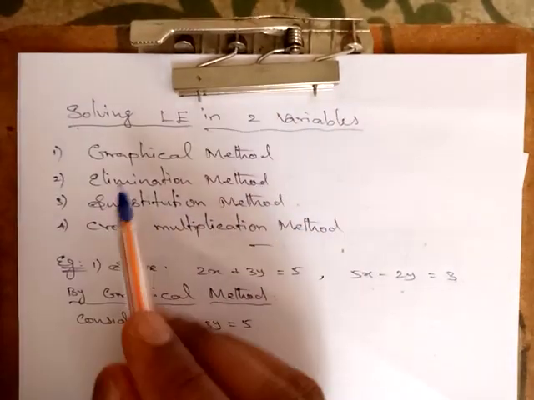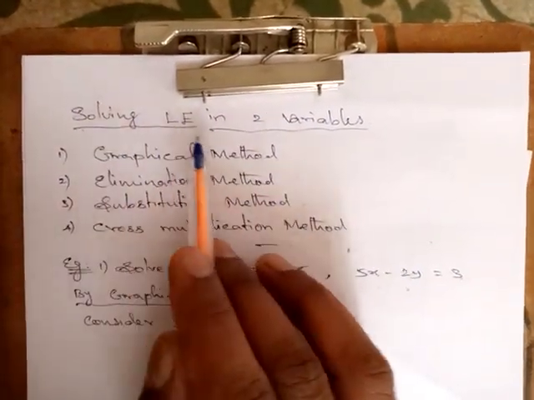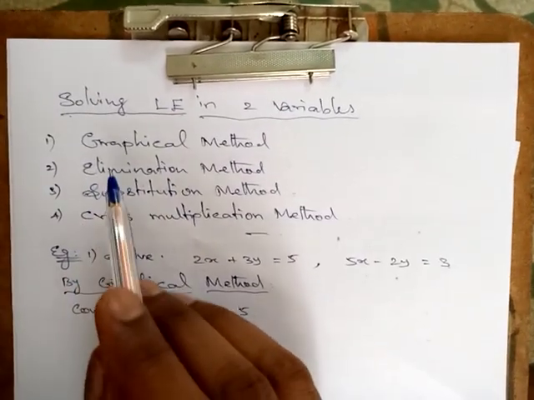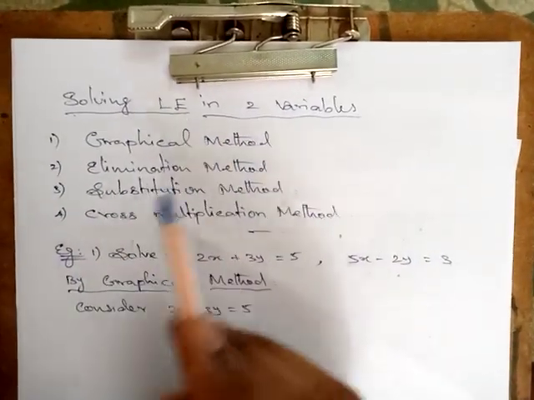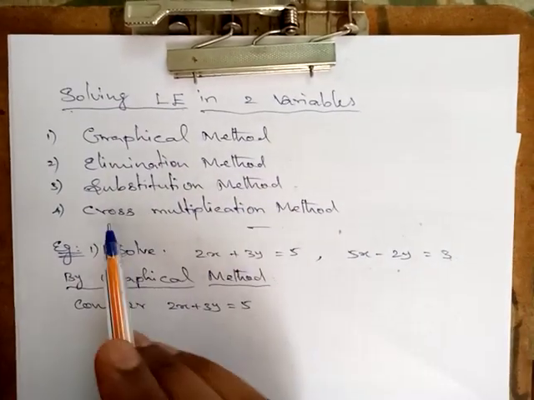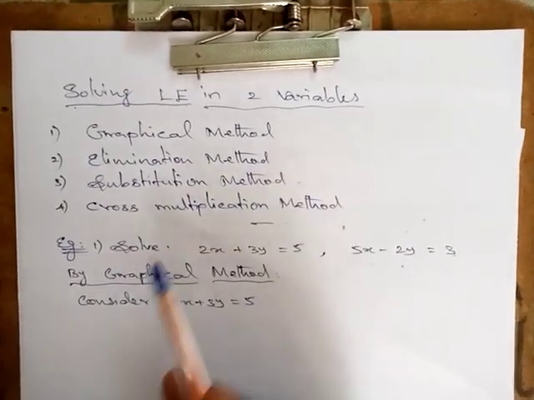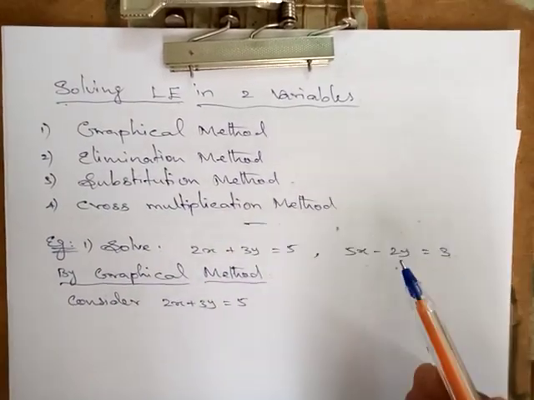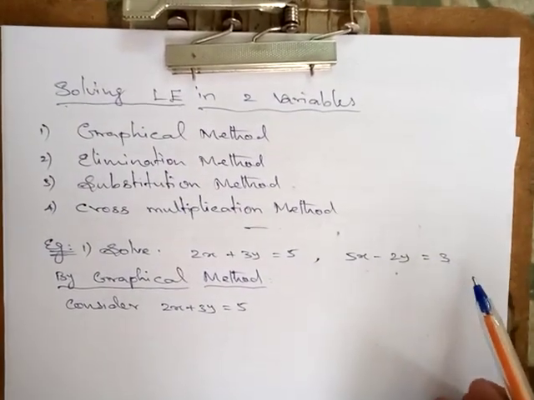Good morning. Our next topic is solving linear equations in two variables, class 10. There are four methods of solving: graphical method, elimination method, substitution method, and cross multiplication method. For example, solve 2x plus 3y is equal to 5 and 5x minus 2y is equal to 3.